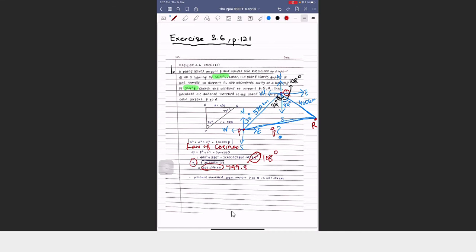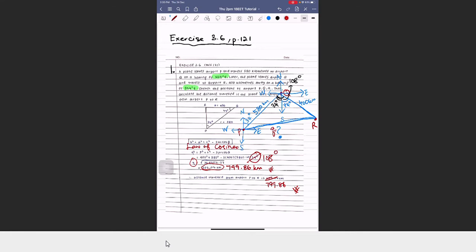Okay, all right, something like that. Kilometer. So that means this one is 799.86 kilometers. So that will be the answer. Is it understood now for this question?